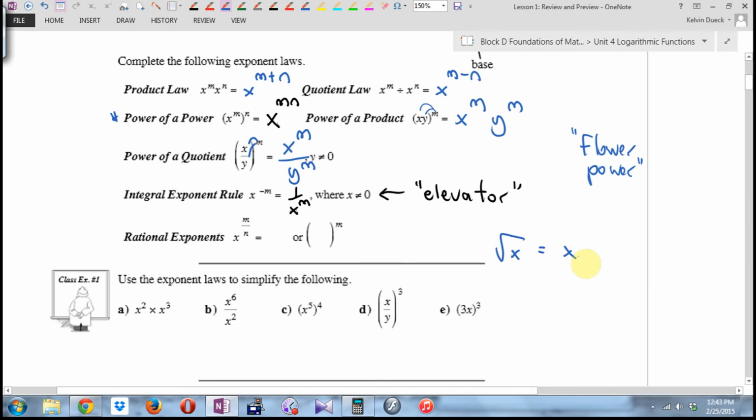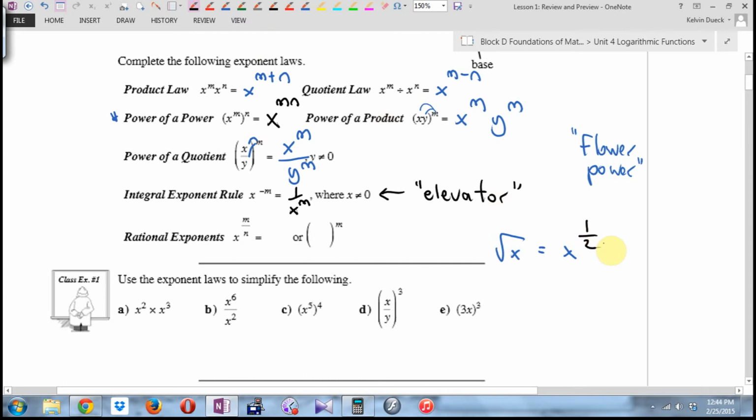Square root of x is the same as x to what power? First of all, what's the exponent sitting right there? It's invisible. What's the power? That's the root. Now, square root, there is a number technically there, but because square root is so common, we never write it. It's understood that it's there.